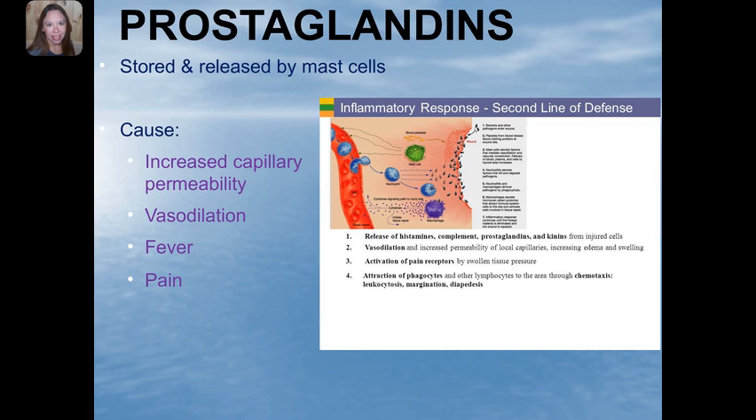And what's causing all those? Well, now you can see the prostaglandin is what's bringing all that blood flowing to that area through that increased capillary permeability and vasodilation, allowing the blood to come there. And then we have warmth or fever due to that increased blood flow to that location. And then it can be painful because all this fluid is going to the location.